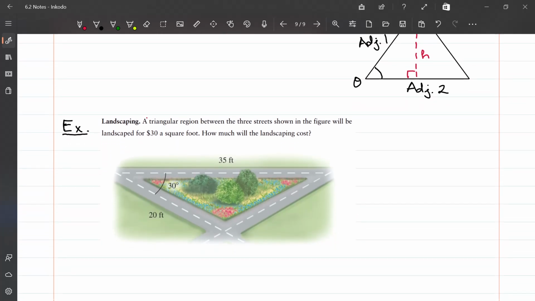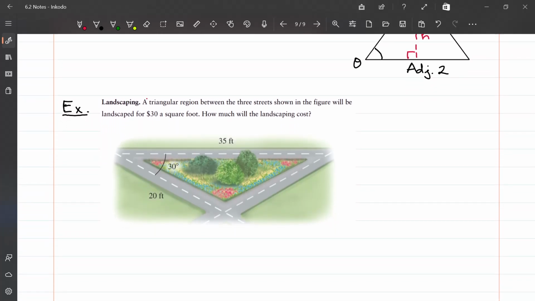If we have a triangular region that we're trying to landscape, if we have the information about it based on the diagram below, and if we know that it costs $30 per square foot to landscape it, what will the landscaping cost be? Well, hopefully you realize that we need to figure out what the area is for the triangle that we see here, because that will give us square footage, and then we simply multiply that square footage by 30 to get the dollar value. Also, based upon the picture we see here, it looks like we have SAS data, so we're able to use the formula we just got.